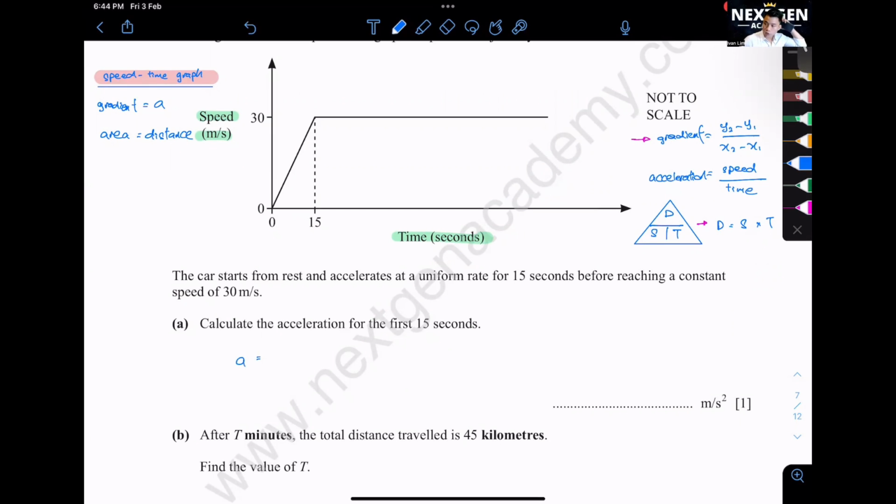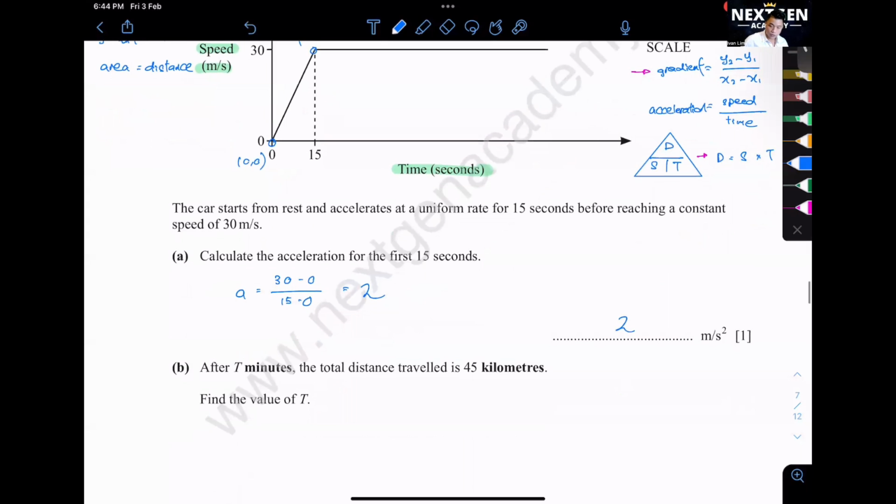We take y2 minus y1 over x2 minus x1. So 30 minus 0 over 15 minus 0. We just take these two points. This one is 15, 30, right? And we take 0, 0. You get 2.